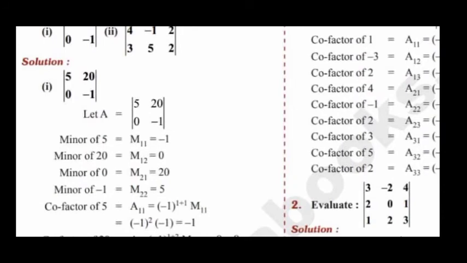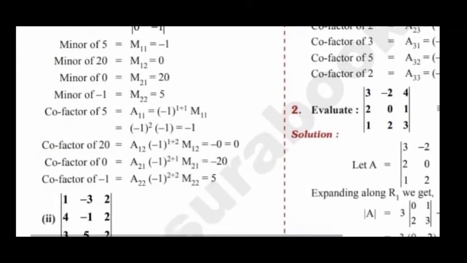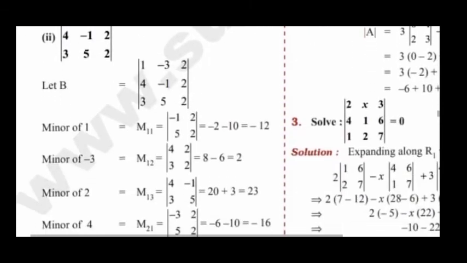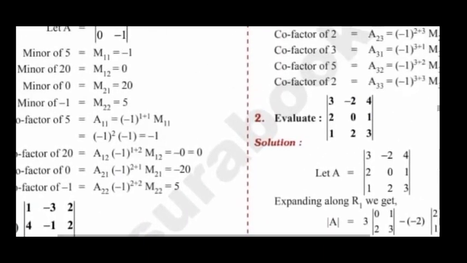So we are finding the minor of 5 by taking the opposite elements. That is, for 5 the opposite element is minus 1, for 20 it is 0, for 0 it is 20, and for minus 1 it is 5. Then find the cofactor. Okay, the third sum is also like that only. So we move on to the second sum.